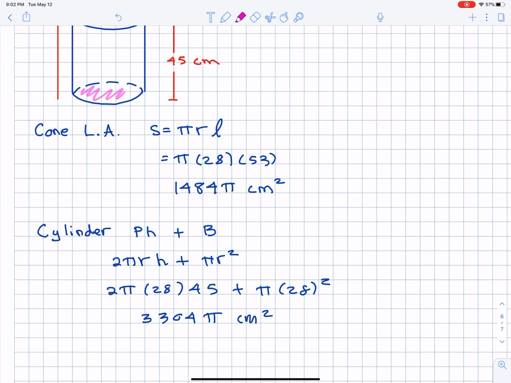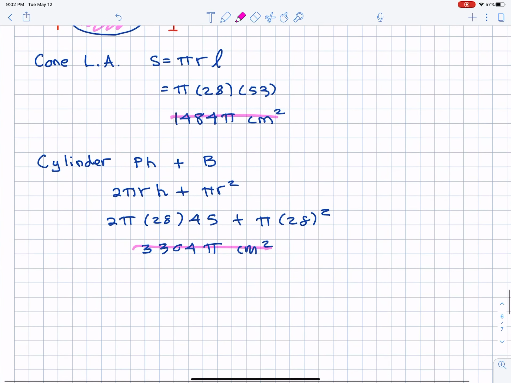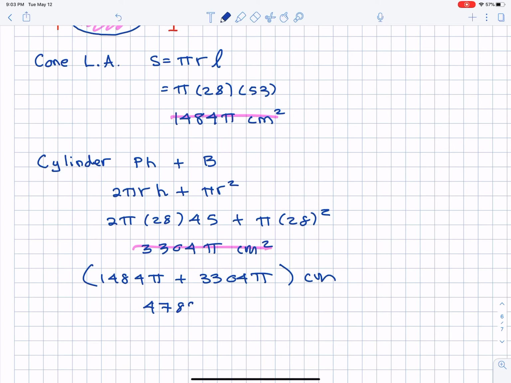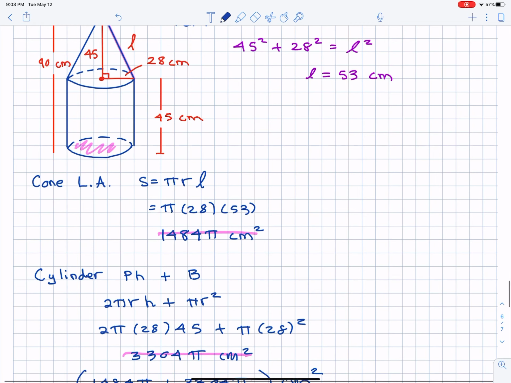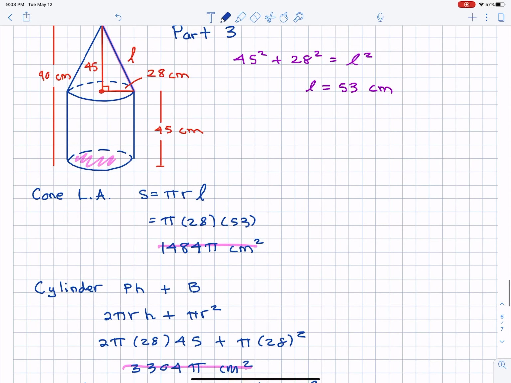And then finally, for our last step, we're going to add those two numbers together. So I'm going to be taking 1484 pi plus 3304 pi and adding them together. And when we are finished, you will get 4788 pi centimeters squared. Okay, so again, I think hopefully you will agree there wasn't really anything to see on this composite figure. In fact, it was probably easier than some that we saw in the last section.